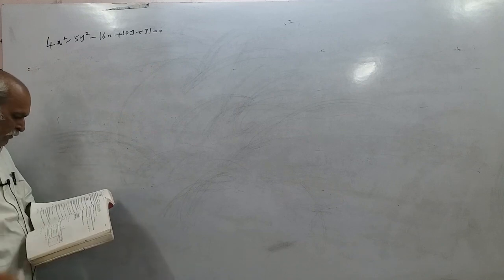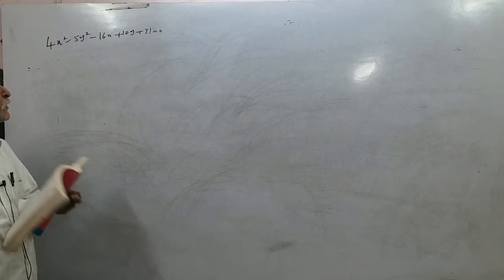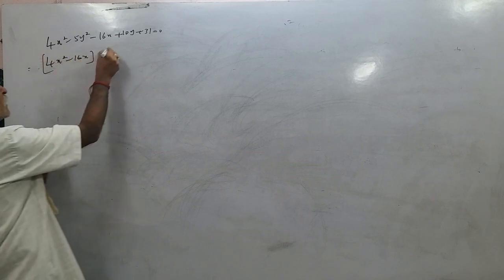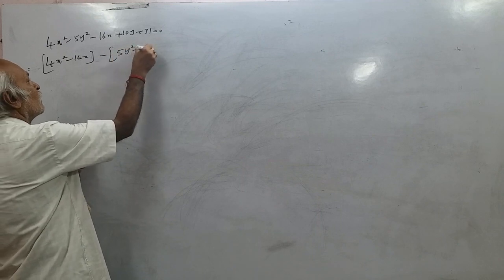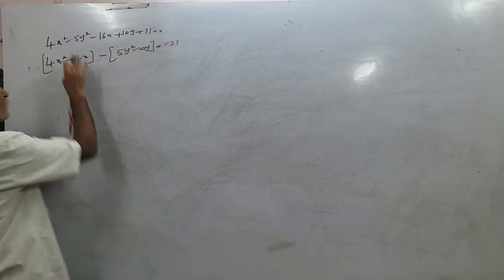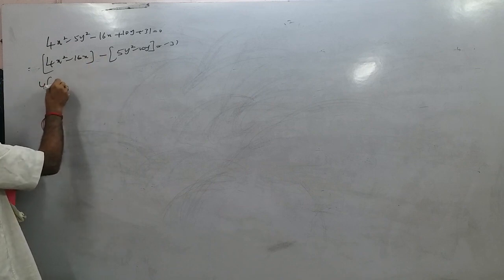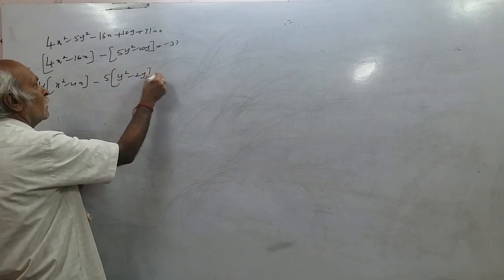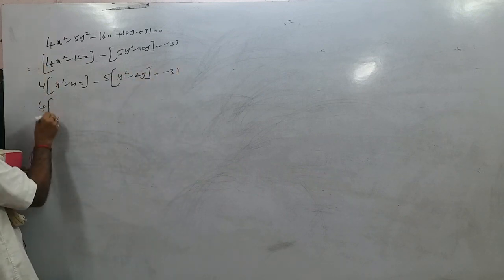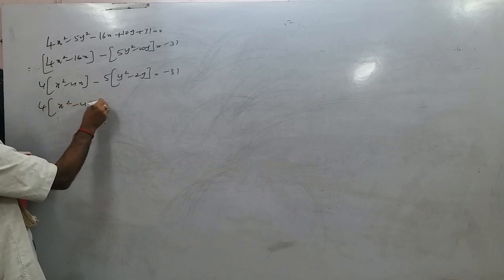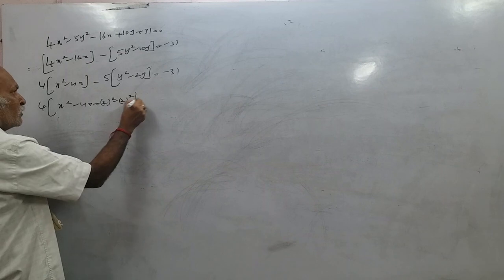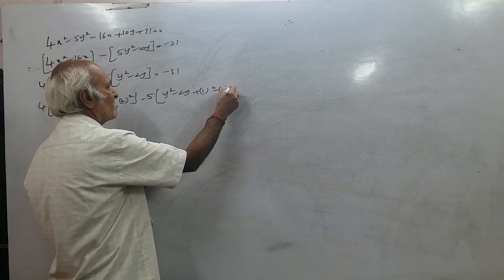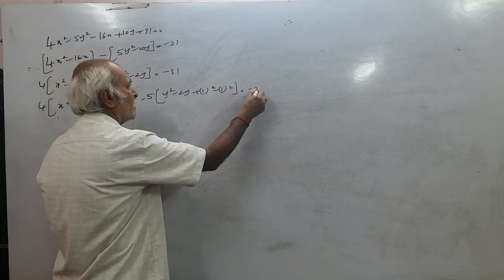4x square minus 5y square minus 16x plus 10y plus 31 is equal to 0. So again grouping, minus common, minus 31. So I have taken minus common. So 4 common, is equal to minus 31. So 4 into x square minus 4x plus 2 square minus 2 square, plus 1 square minus 1 square is equal to minus 31.